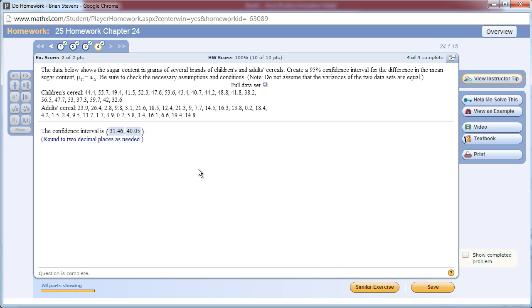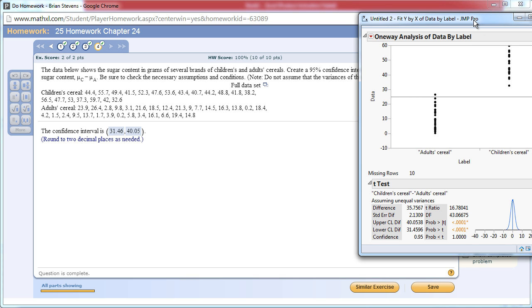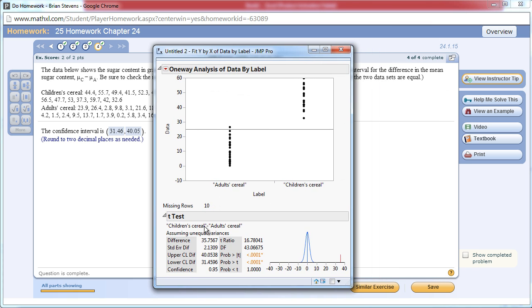You know, there's some interpretation you could do here: is this a significant difference? Well, yes, totally it is. Because 0 is not contained in the interval, we definitely have a significant difference. It looks like children's cereals. If we go back to our JMP output, since this is children's cereal minus adult cereal, we're talking about a positive difference here, meaning children's cereals have way more sugar in them than adult cereals. Good luck on this and practice up and know the similarities between doing tests and doing confidence intervals.